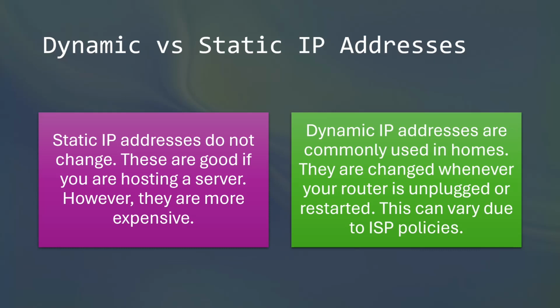Dynamic IP addresses are commonly used in homes. They're changing whenever your router is unplugged or restarted. So let's say you have a public IP of maybe 185.50, blah, blah, blah, right? When you unplug your router, you may get another public IP of something like 189.53, and that would be your new public IP address. But this can vary due to internet service provider policies, so always call and make sure that their policies are matching the ones we learned today.